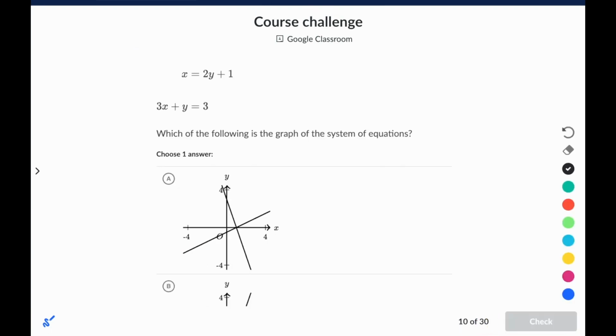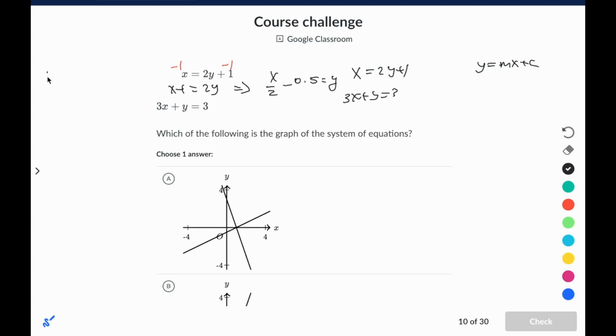Okay. Which of the following is the graph of the system of equations? So we have x plus 2y plus 1 and 3x plus y equals 3. So let's convert them to the equation of a line, which is y equals mx plus c. So let's make these in terms of y. So the first equation, we're basically gonna subtract 1 from both sides, and then we're gonna be left with x minus 1 equals 2y. And then we will divide both sides by 2, which would give us x over 2 minus 0.5 equals y.